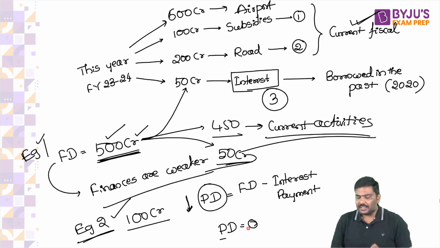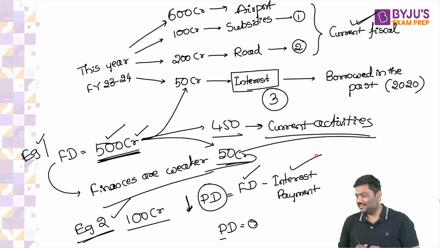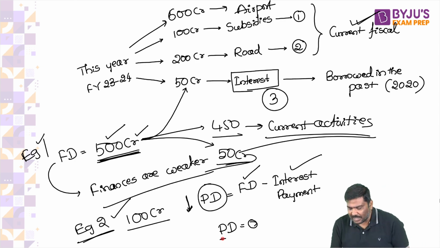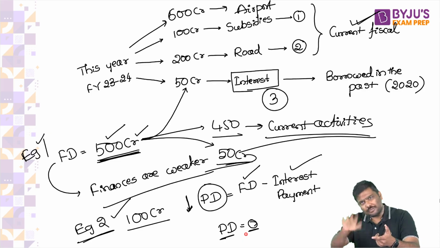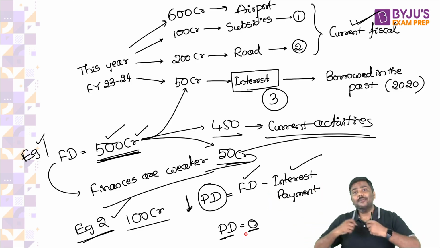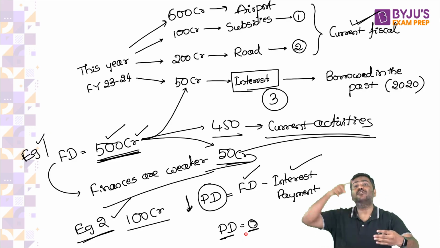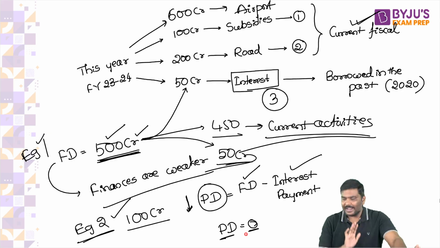If PD becomes zero, it simply means you are borrowing this year only to pay interest. No doubt you're borrowing money this year, but only using it for payment of interest, which means you have been able to generate a sufficient amount of money this year to take care of your current year activities. Can I give this statement now? All of you are okay with this?